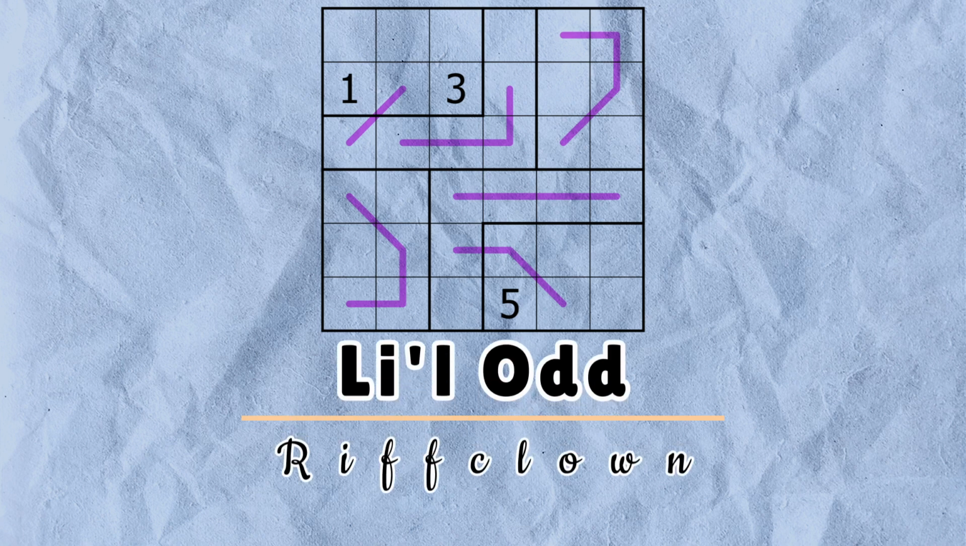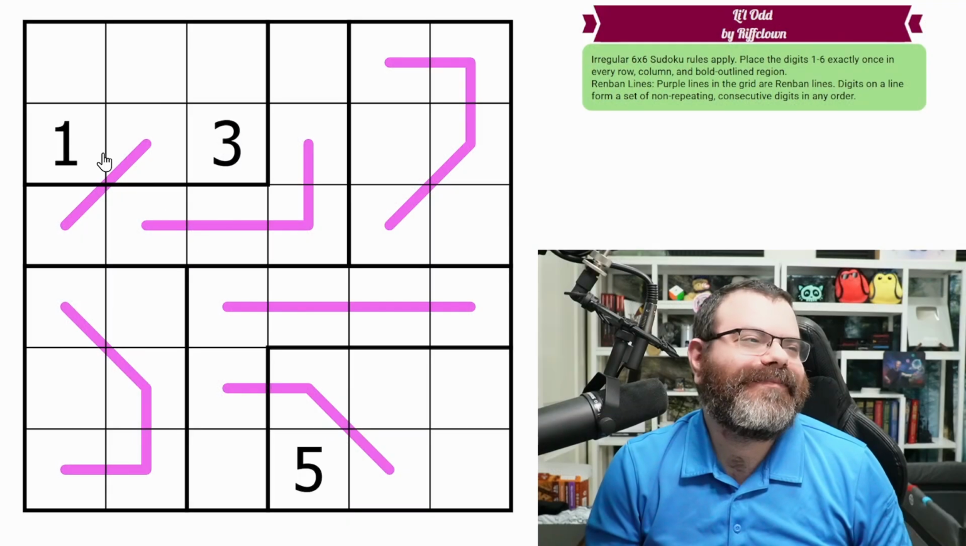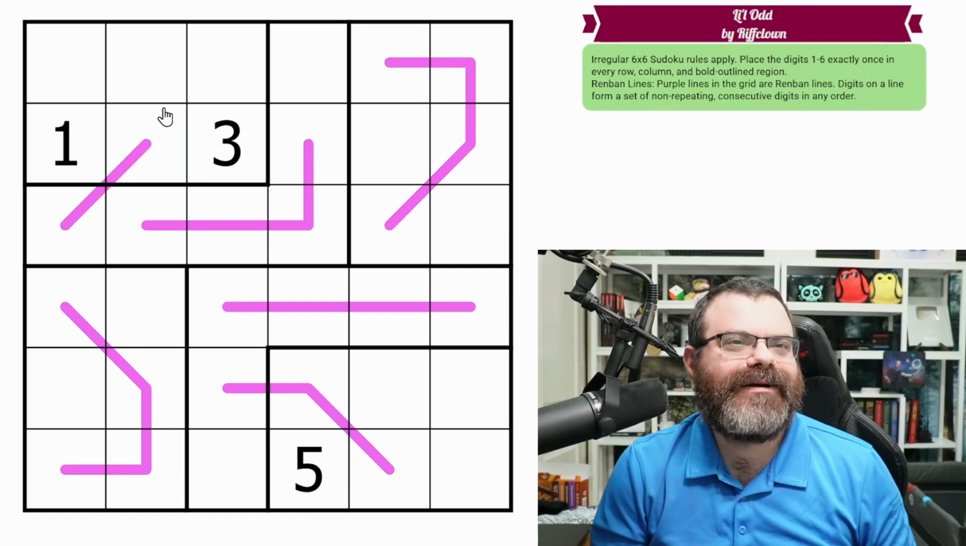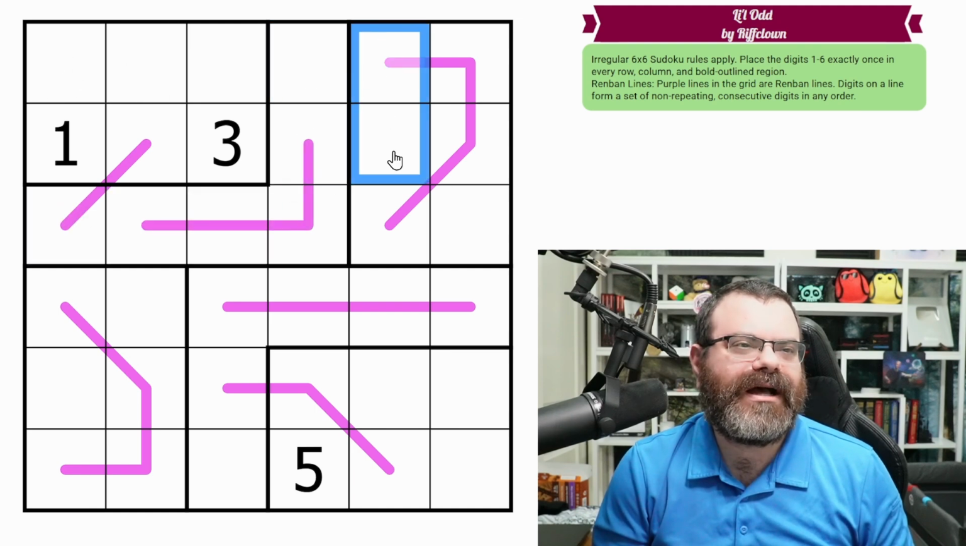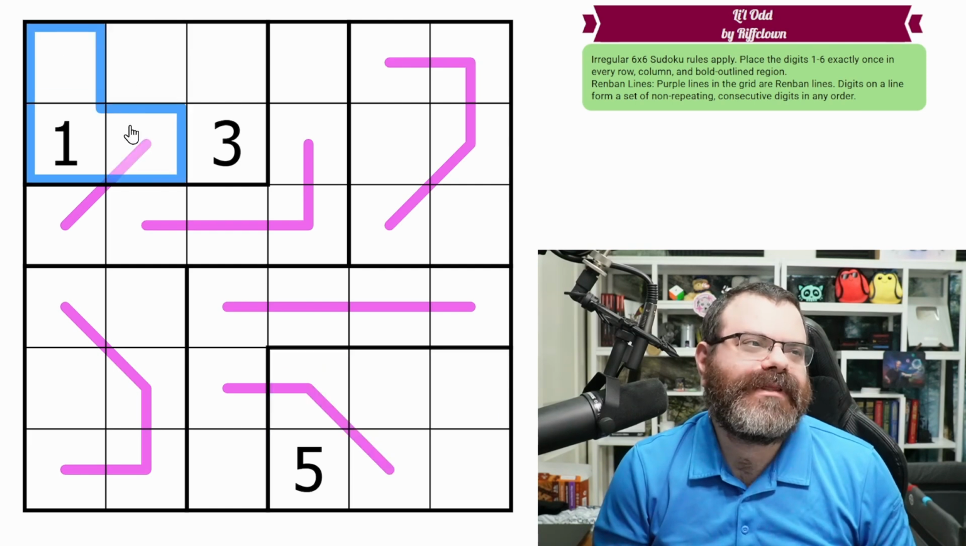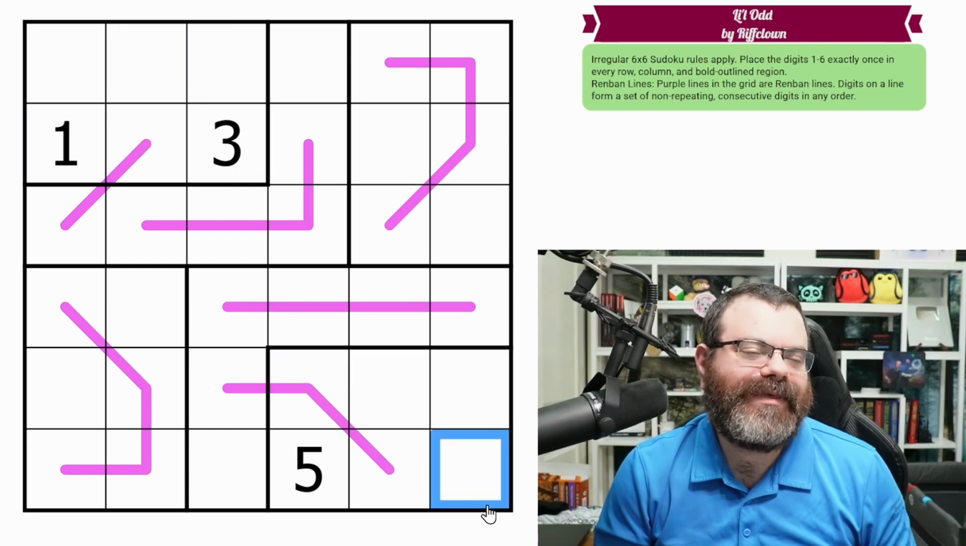Hello, let's continue our Sudoku adventure with Lil Odd by Riffclown. Probably called Lil Odd because we have our odd given digits here. Anyway, we have irregular 6x6 Sudoku rules. That means we don't have our normal boxes. Instead, we just have irregularly shaped regions here. Some of them are normal boxes, but that's maybe coincidental.